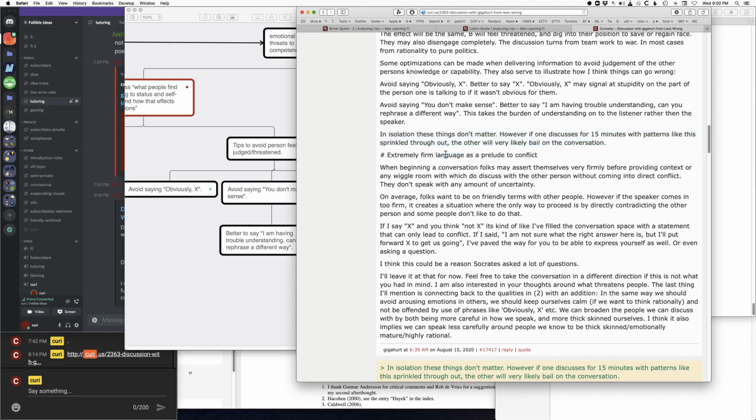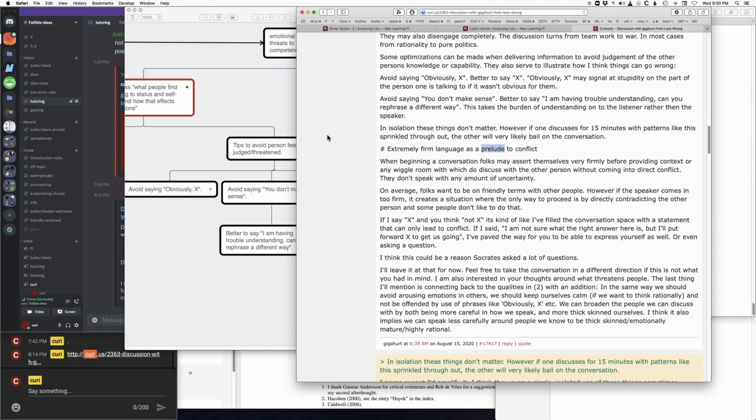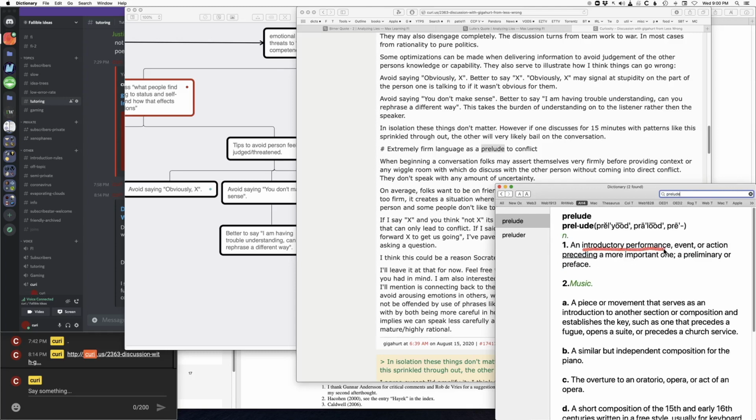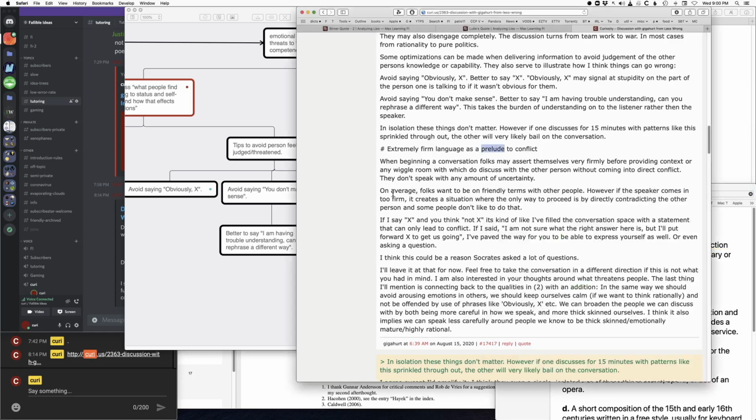Okay, extremely firm language as a prelude to conflict. You know what prelude is? Like a thing before. I don't really know, but I hear it and it's like a prelude to war or whatever. Like an introductory thing that precedes something that's more important. So you can have a prelude to a movie, which would be everyone sitting in the seats and advertisements playing. Sure. Okay.